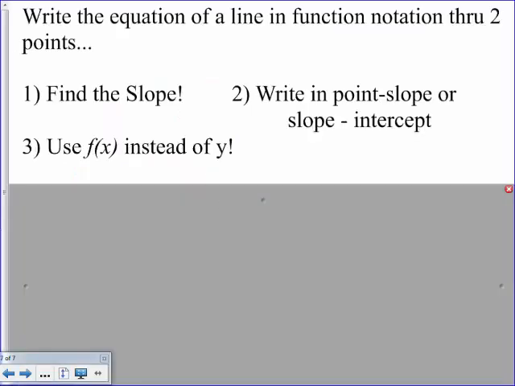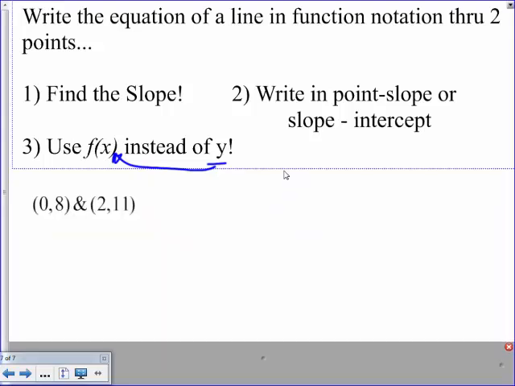Lastly, we could also write an equation in function notation when given 2 points. Well, to write an equation when given 2 points, what do we always do? We always find the slope first. And then remember, we either write it in point slope or slope intercept form. And the only difference to do it in function notation is that instead of writing y, we're going to replace it with f of x.